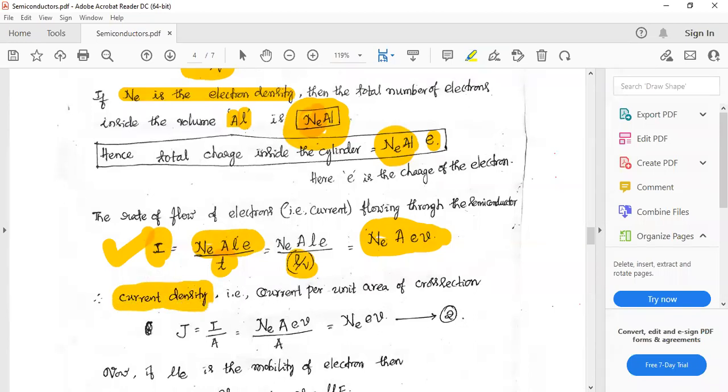It is simply current per unit area of cross section. Current density is nothing but current per unit area of cross section. It is similar to mass density: mass per unit area, mass per unit volume, mass per unit length. You calculate it, right? And you will call it density. Similarly, current density means current per unit area. That's it.